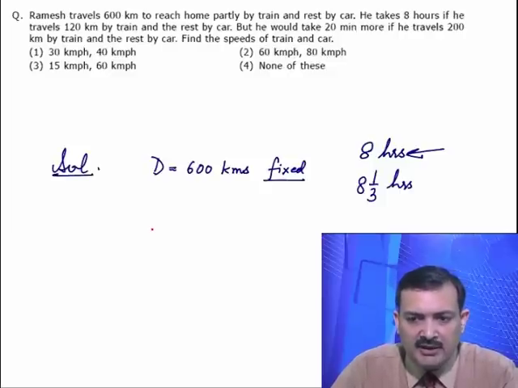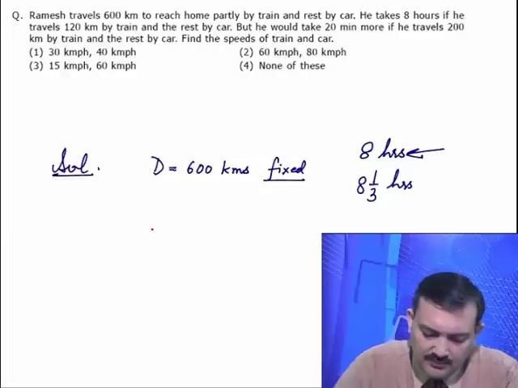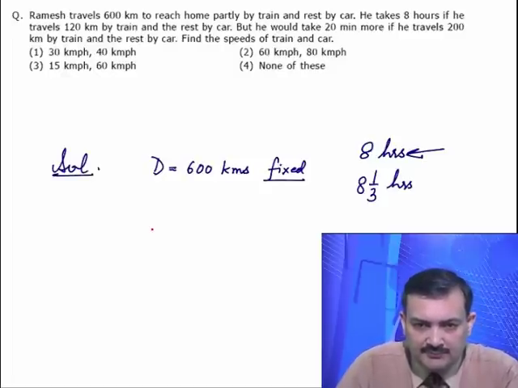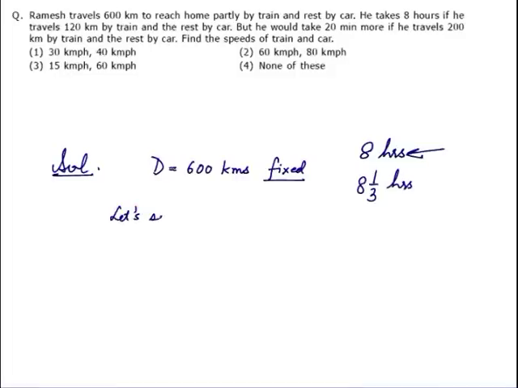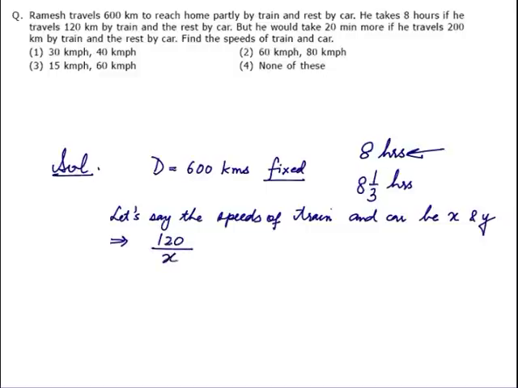Now we know time is distance upon speed. So let us try to form the equation for the first condition. Partly by train and the rest by car. Let's say the speeds of the train and the car be x and y kmph respectively. So our first equation would be 120 upon x, this is the time taken when he travels by train, plus the balance is 480 by y because total is 600, will be equal to 8. I hope this is the first equation and this is clear to you.